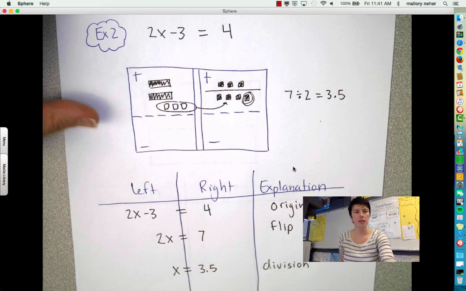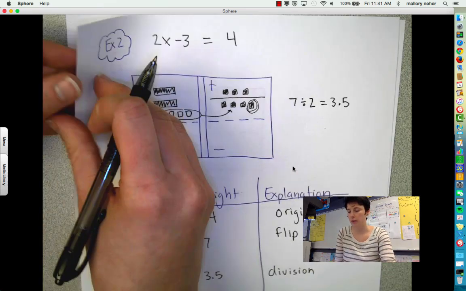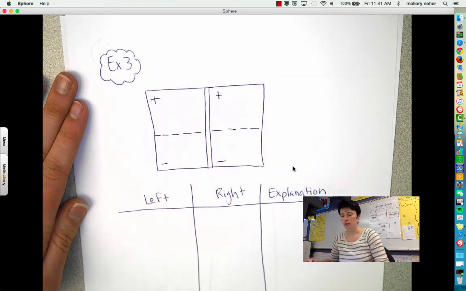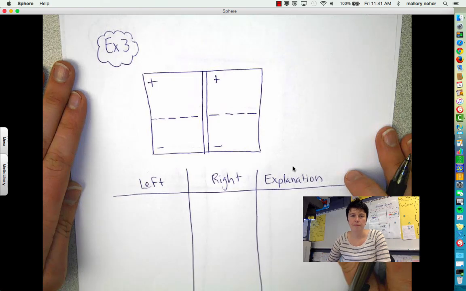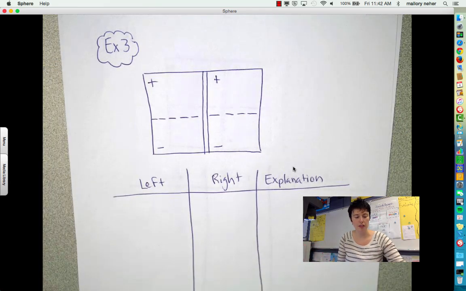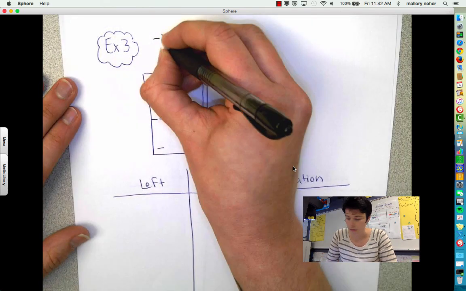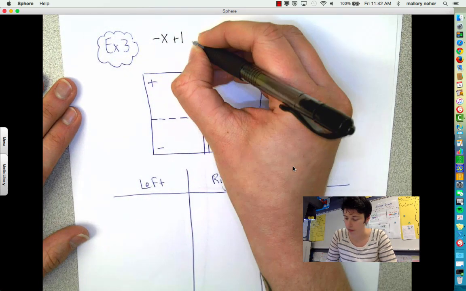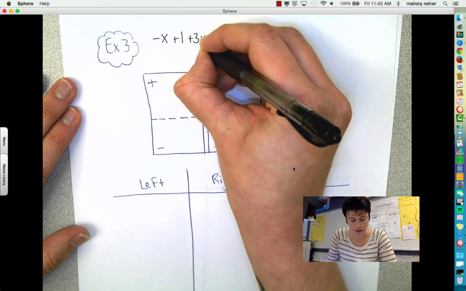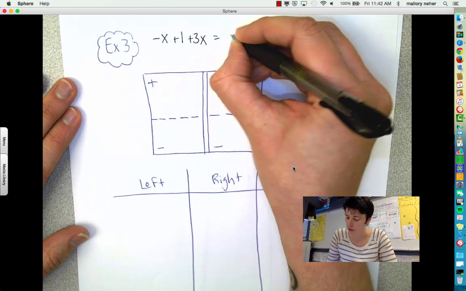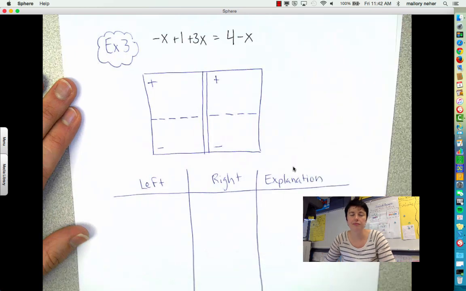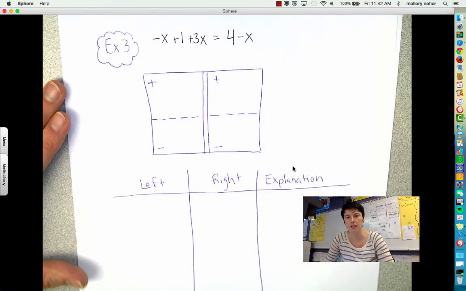Okay, so let's look at another one of these. The more you see, the better you get at these things. So example 3, same setup. We're going to be solving an equation. This time, here's what we're going to do. We're going to have negative x plus 1 plus 3x equals 4 minus x.